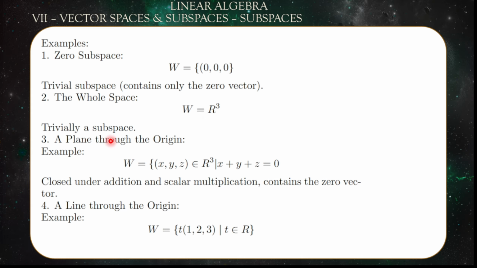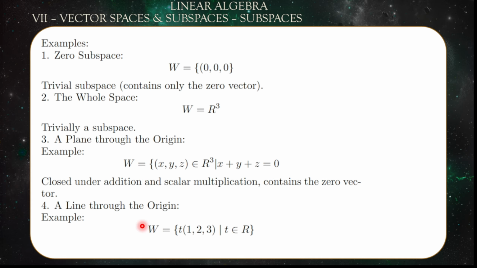Trivially, a subspace is a plane through the origin. So let's say you have a plane crossing the origin. W is equal to (x, y, z) within R3, in 3 dimensions, such that x plus y plus z is equal to 0. Why? Because it's crossing the origin. It is closed under addition and scalar multiplication, and it contains the 0 vector. Okay? It contains the 0 vector.